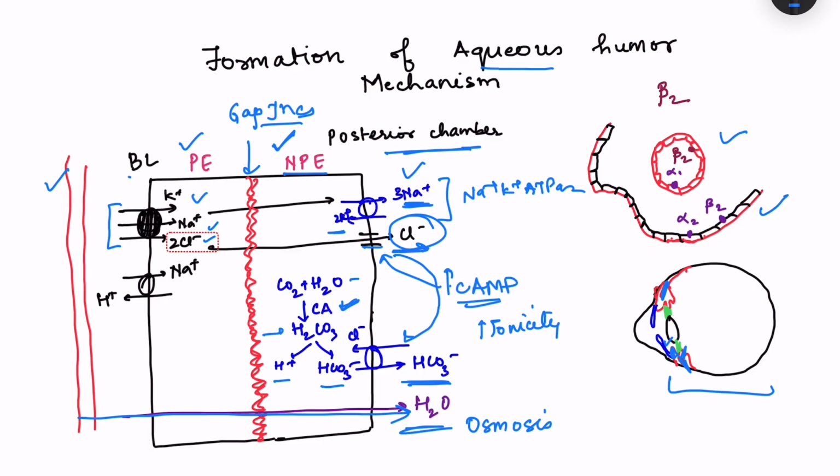Now, you see here in the ciliary epithelium, we have certain receptors, that is alpha 2 and beta 2 receptors. So, we have drugs which will act on these receptors, and also on the blood vessels we have receptors, that is alpha 1 and beta 2 receptor. And like the majority of the blood vessels, stimulation of the alpha receptor leads to vasoconstriction, and stimulation of the beta 2 receptor leads to vasodilation, right? Fine. So that was about the formation of the aqueous humor.